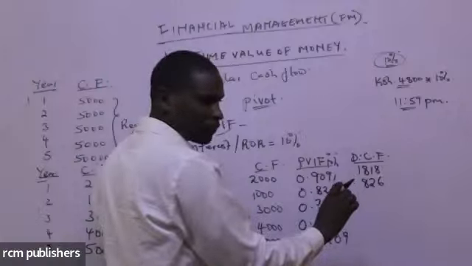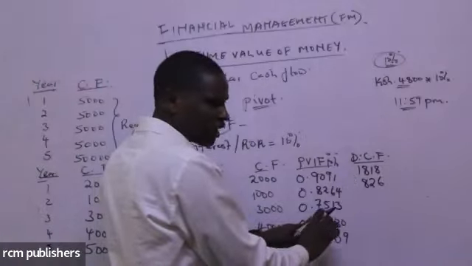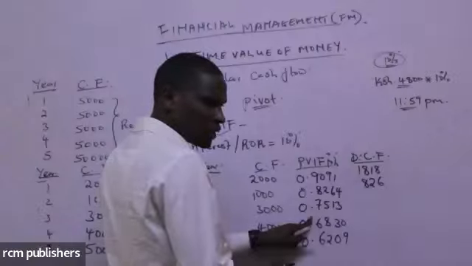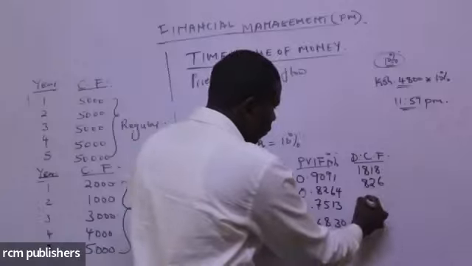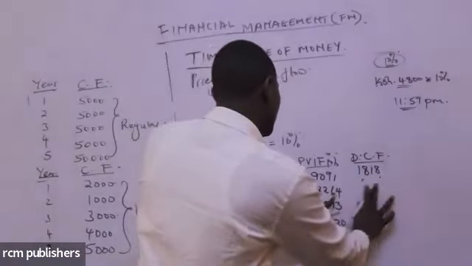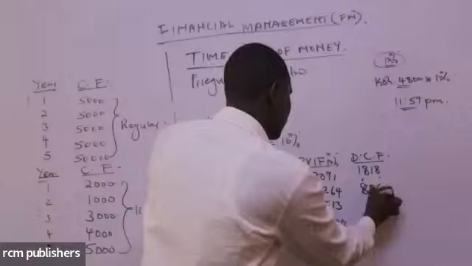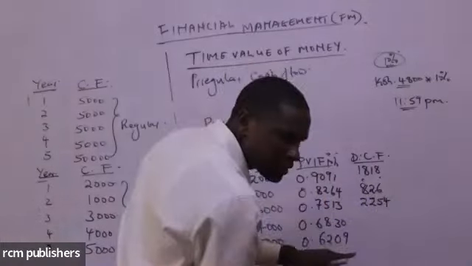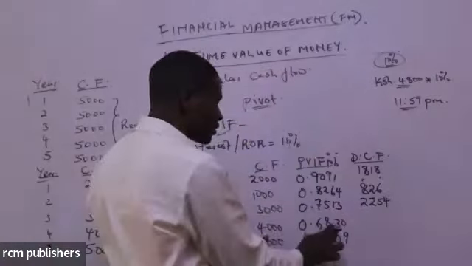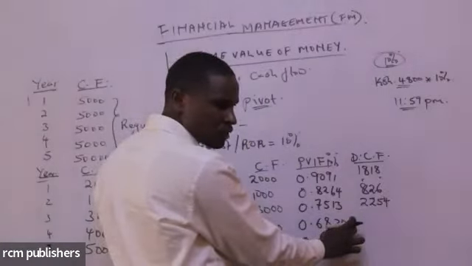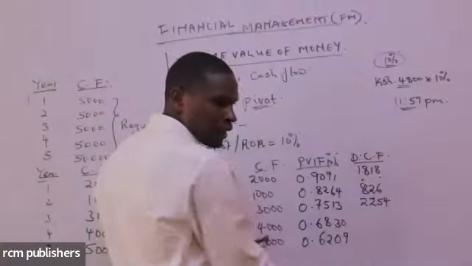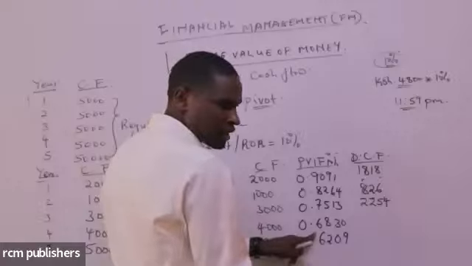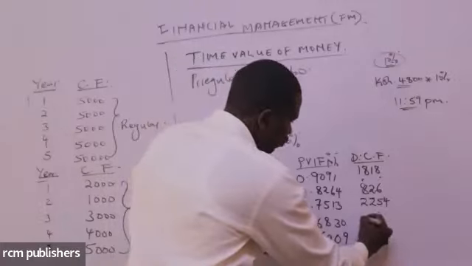By the way, give me this. I have a lot to tell you today. 2254. 2254. The 826 is a bit lower. 2254. We are widening it up. And then 4,000 times this. 4,000 times 0.683, that is 2732.